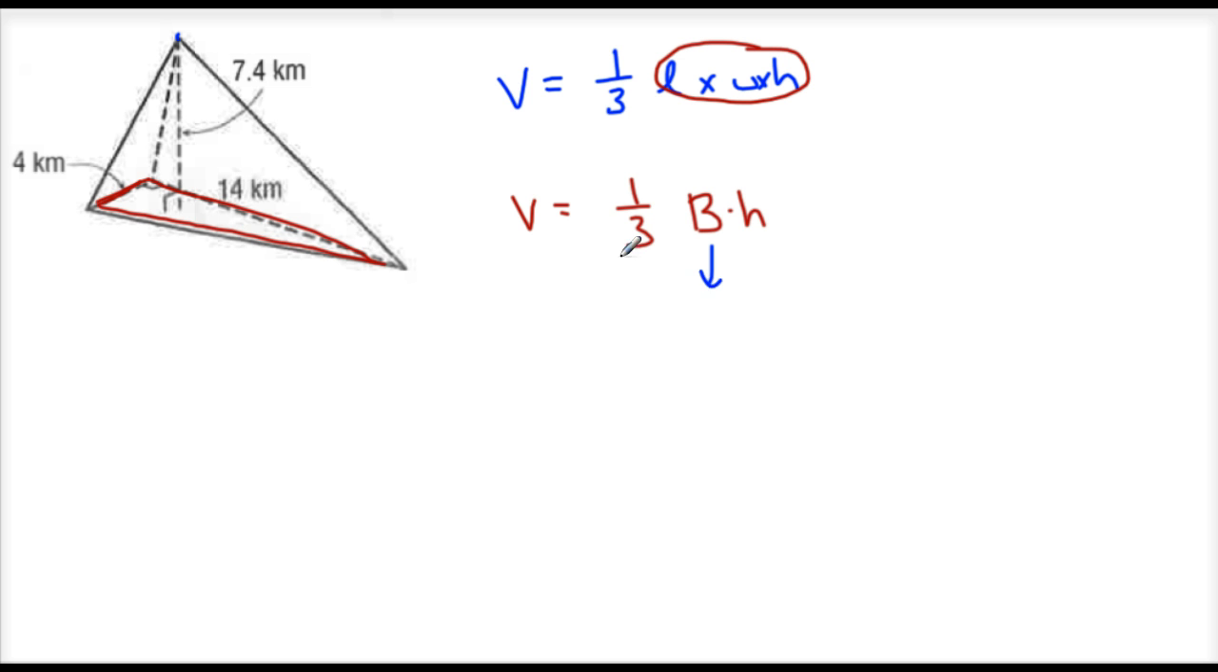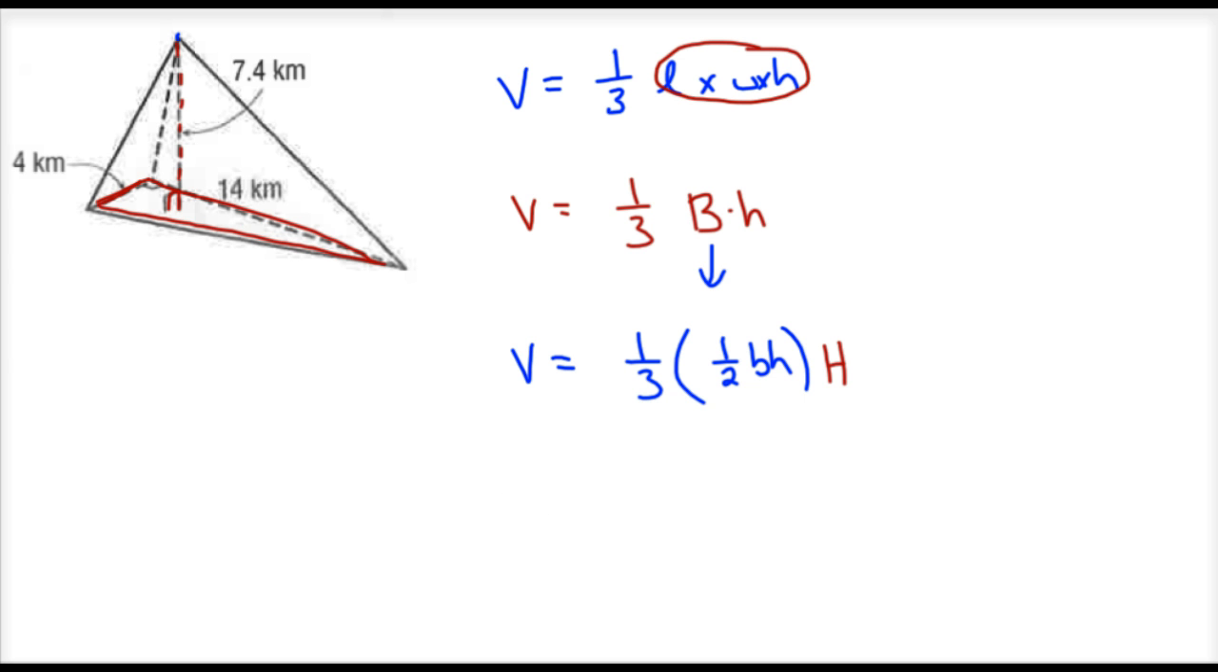So this base happens to be what kind of figure? It happens to be a triangle. So volume equals 1/3. That triangle is 1/2 times its base times its height, times the height of the entire image here, which is going to be h. This is going to be a triangular pyramid.